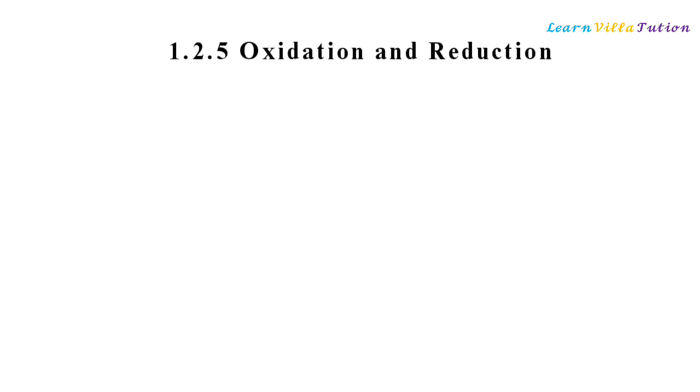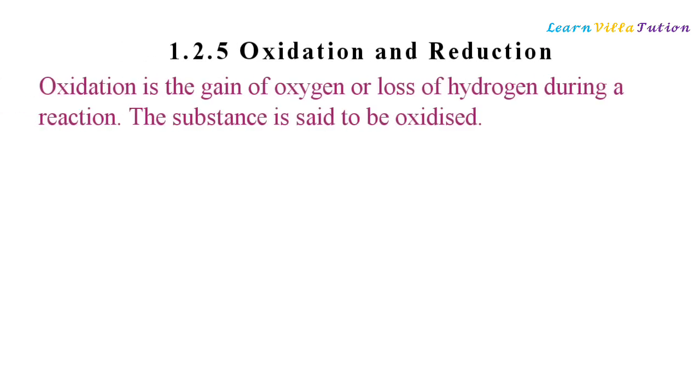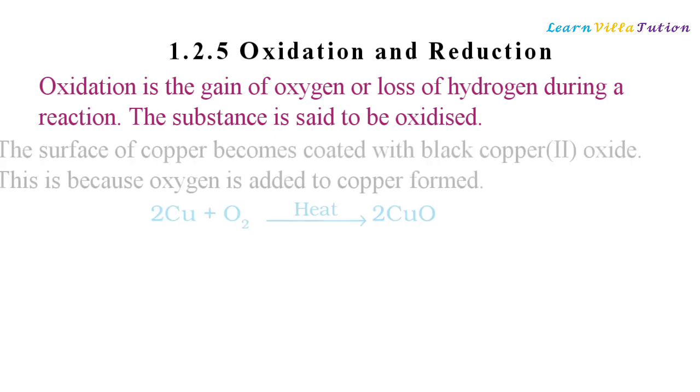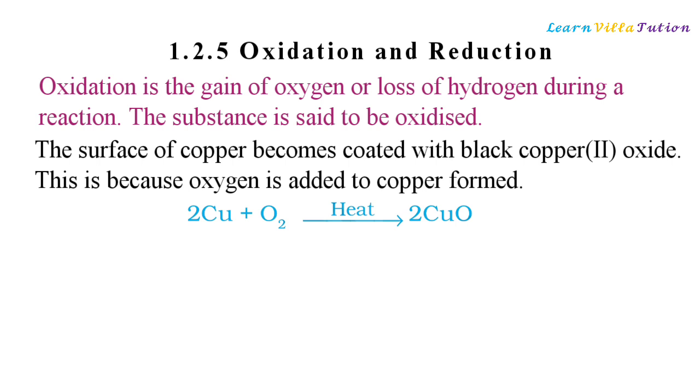Oxidation and reduction reaction. Oxidation is the gain of oxygen or loss of hydrogen during a reaction. The substance is said to be oxidized. The surface of copper becomes coated with black copper oxide. This is because oxygen is added to copper.